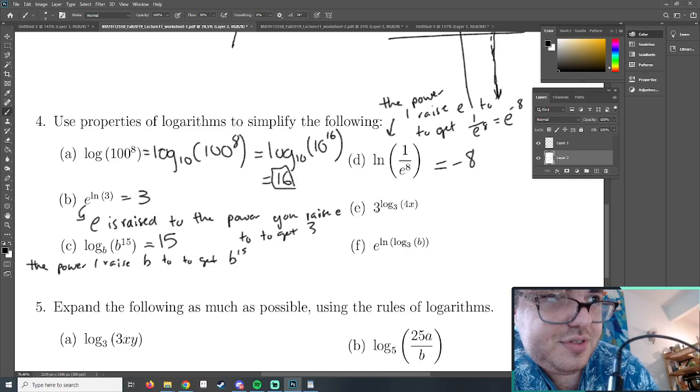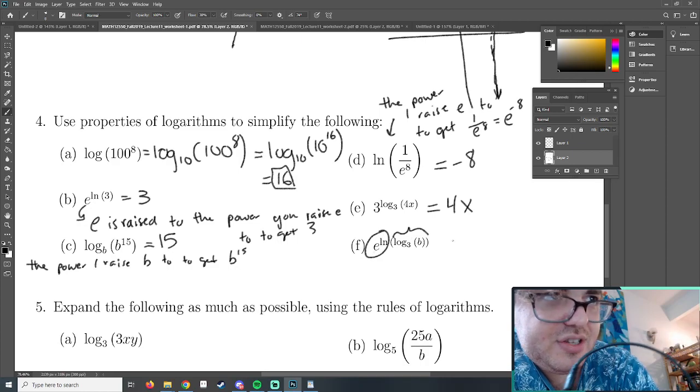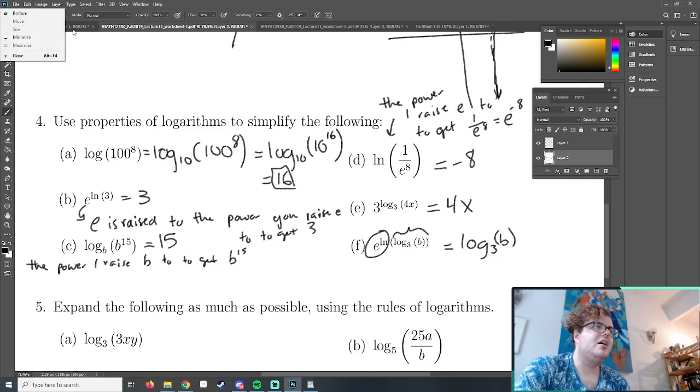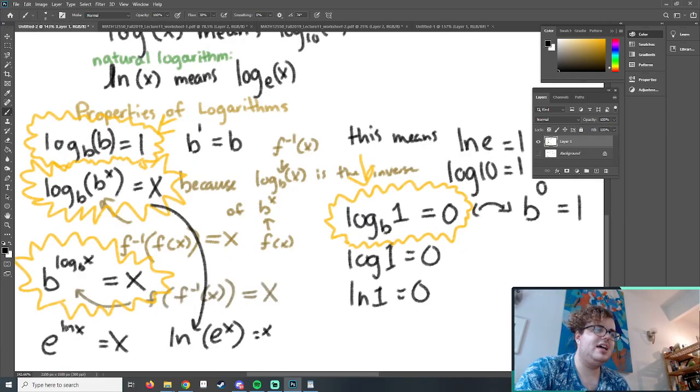Here, that same rule, 3 is being raised to the log base 3 of 4x, so that's 4x. Here, e is being raised to the ln of log base 3 of b. This is really confusing when you look at it, but e to the ln anything is just the thing, because these are inverse functions. E to the power and ln of something are inverse functions. So this comes out to just log base 3 of b. Because again, our rule here says e to the ln x equals x, so e to the ln log base 3 of b equals log base 3 of b.